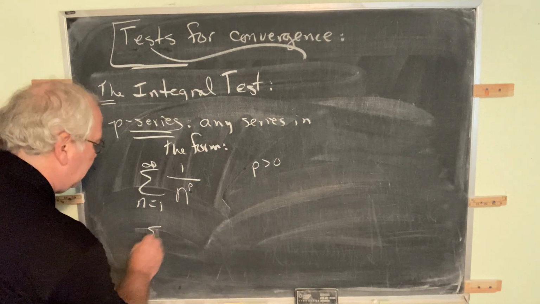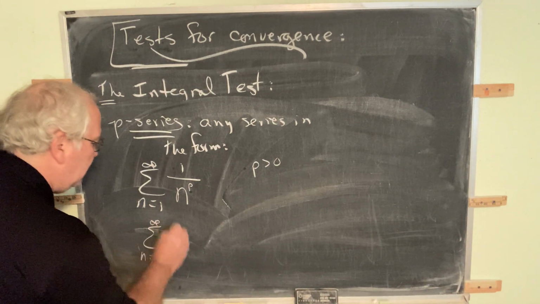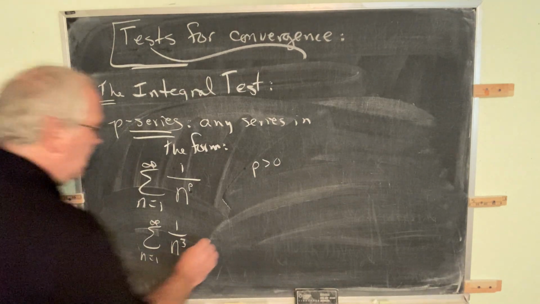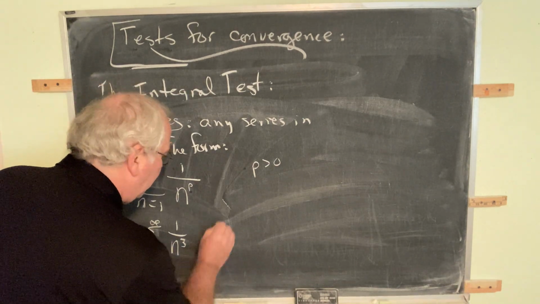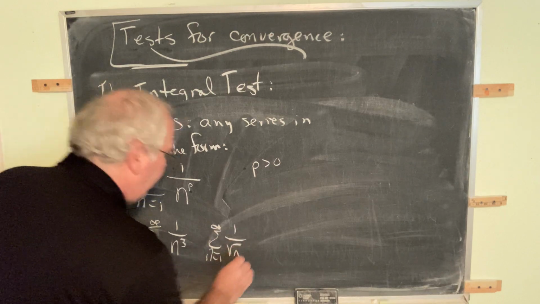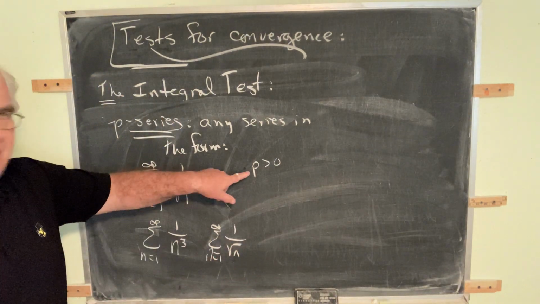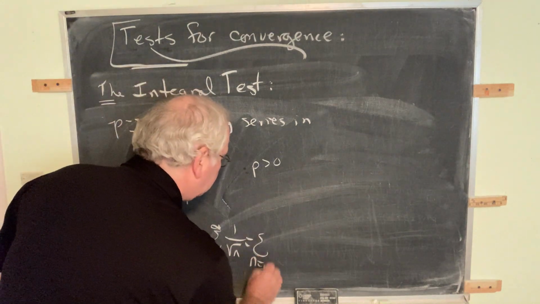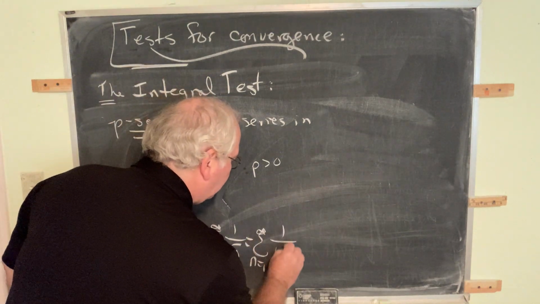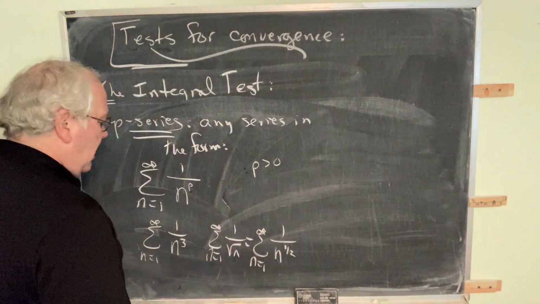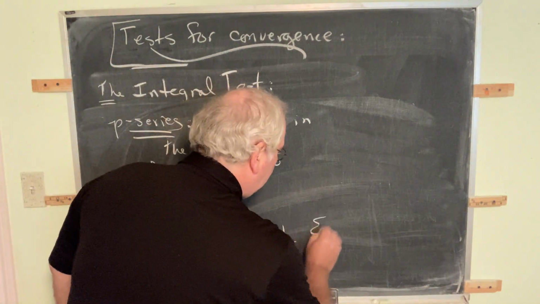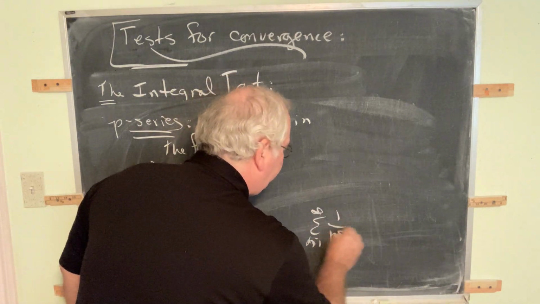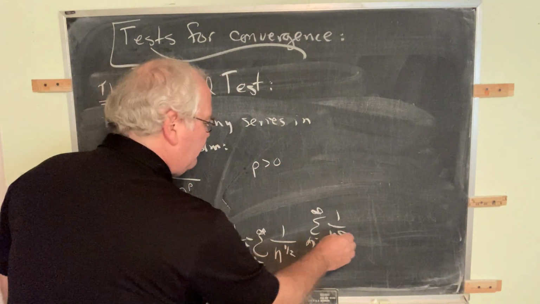So, examples of p-series. The sum from n equals 1 to infinity of 1 over n to the third. That's a p-series with p equal to 3. The sum from n equals 1 to infinity of 1 over the square root of n, because this is n to the 1/2. That's a p-series with p equals 1/2. 1 over n to the 1/2 power. 1 over n to the 5th. That's a p-series with p equals 5.